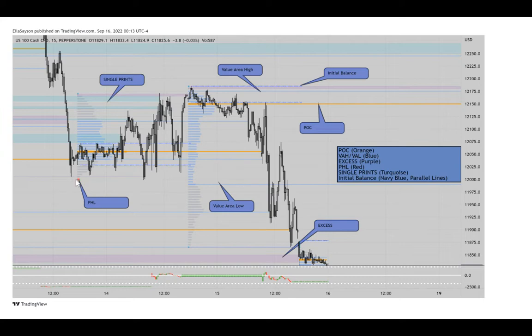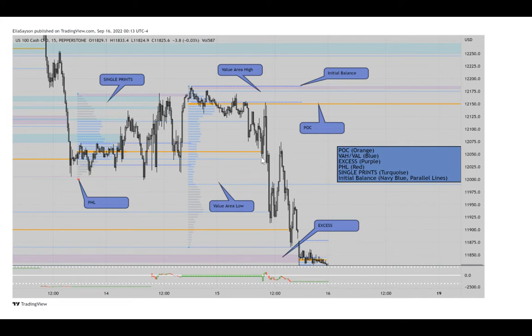We're going to also want to make sure we pay attention to the PHL. Remember, that's red. We want to pay attention as well to the excess, which is this purple. We don't have anything for the turquoise, which is the single prints, but when we do have that, that's definitely something we'd want to pay attention to. So I'm just going to kind of leave that up a little bit. That's kind of like the little cheat sheet.